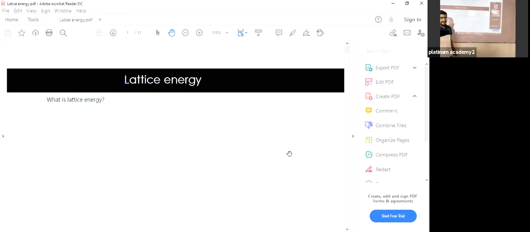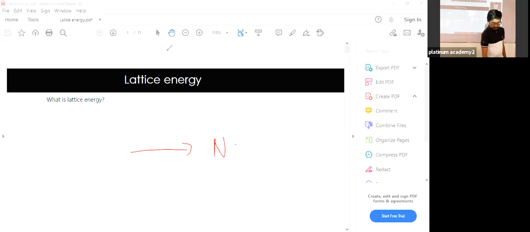Again, if you don't like to memorize, think about a reaction. Let's think about the lattice energy of sodium chloride. So you make 1 mole of sodium chloride. Sodium chloride should be in solid state, but you are making it from gaseous ions, not from aqueous ions. So it is the enthalpy change when 1 mole of ionic compound forms from its gaseous ions.